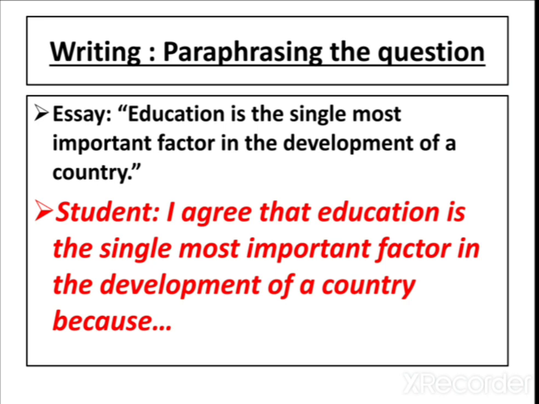Now, a problem a lot of students have is that they tend to make a mistake with this question. They see this and think, okay, education is the most important factor in the development of a country. Yes, I agree, or I disagree, and they start writing. And what do they write? See in red. Usually, the very first thing students will write is this: I agree that education is the single most important factor in the development of a country.